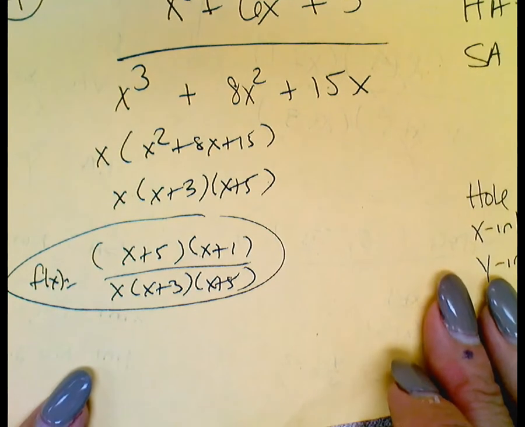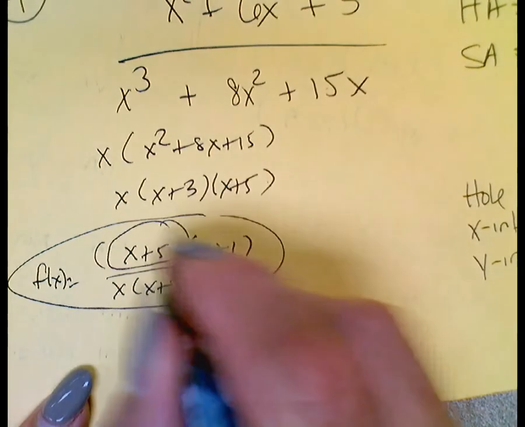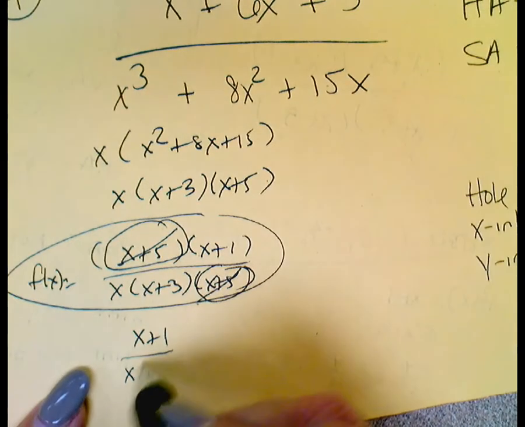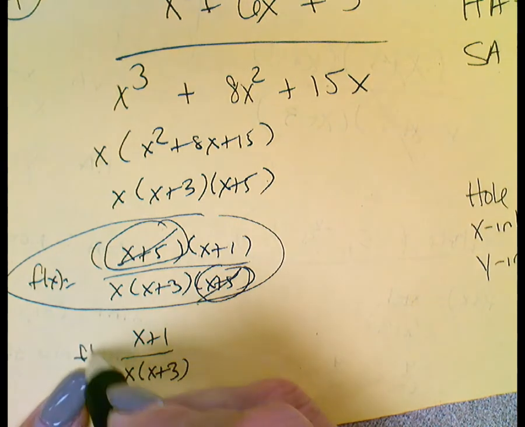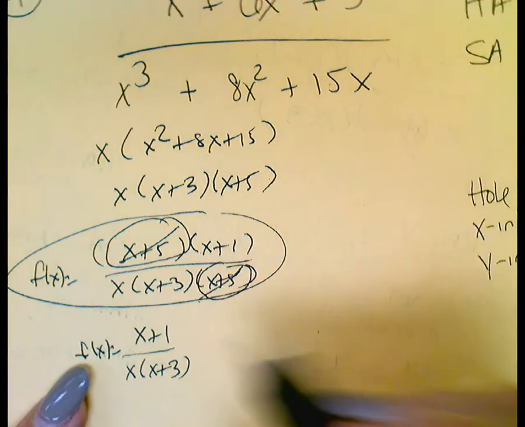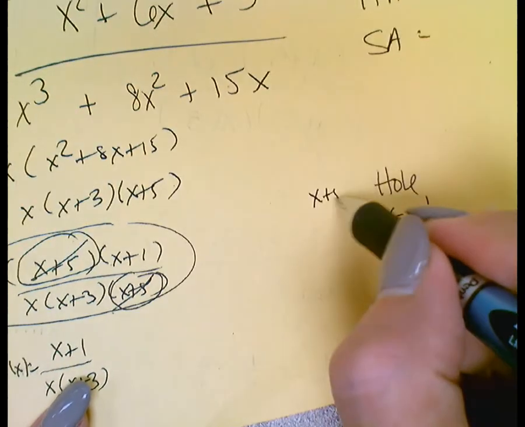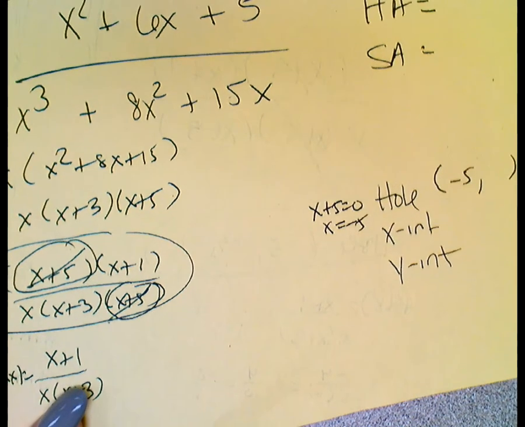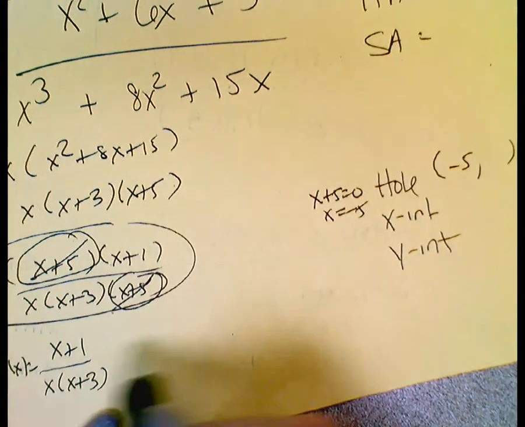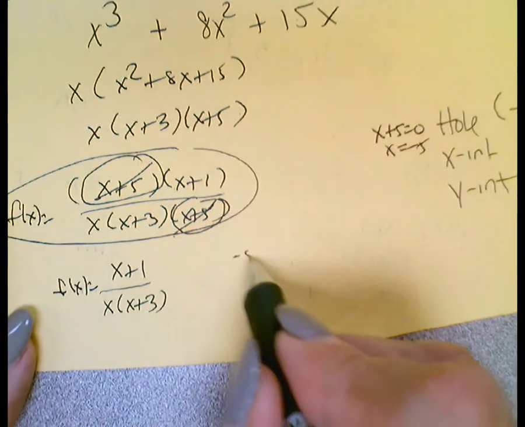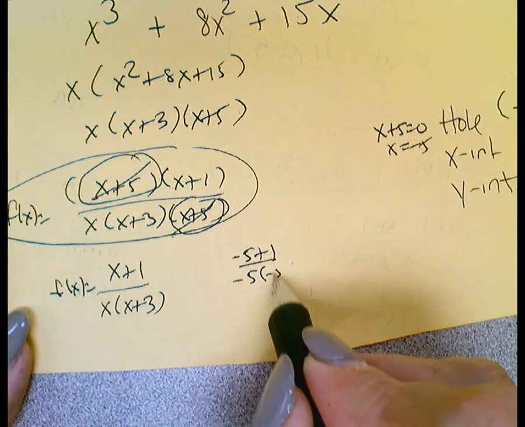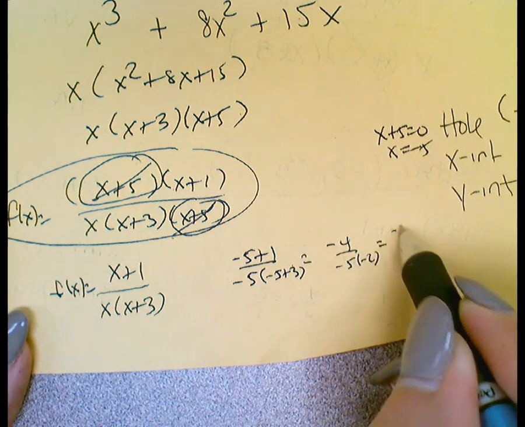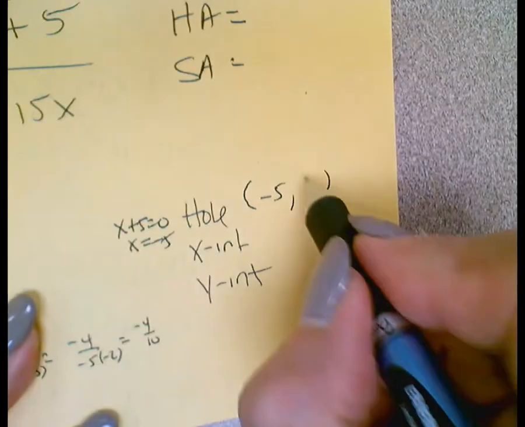Question number 1, is there a hole? The answer to that is yes. So we're going to remove this. So now we're left with x plus 1 over x times x plus 3. This is what's left. So over here, the hole, set x plus 5 equal to 0. The hole is at negative 5. If you plug negative 5 into this leftover part, negative 5 plus 1, over negative 5 times negative 5 plus 3, that is negative 4/10, which is negative 2/5.